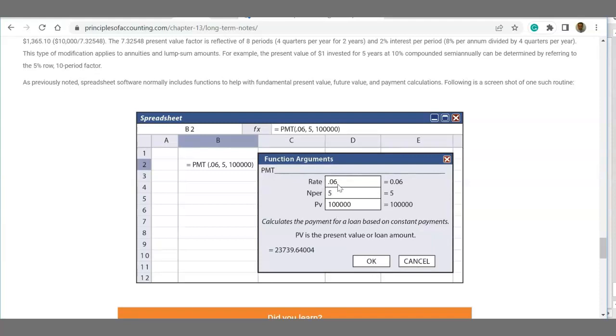It says rate, you enter whatever the annual rate is, let's say 6%, 0.06. How many years? N is 5, enter 5. Present value of the loan is 100,000. But as soon as you put this in, this box here shows 23,739. You click OK, and the 23,739 will pop up in this cell, which is your annual payment.